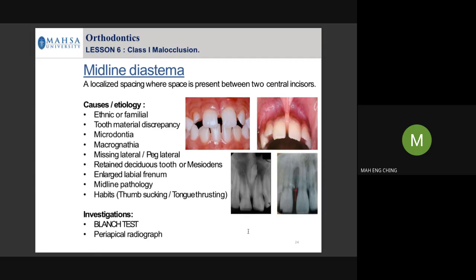So like I said before, it's always good to take an X-ray. If you're not sure, take an X-ray. Make sure there's nothing in between the central incisors. If not, when you start closing the gap, the root of the central incisor might hit this supernumerary, causing resorption of the root. Then again, the patient will sue you. So make sure you take an X-ray to double check whether there's something inside blocking the teeth from coming to each other.